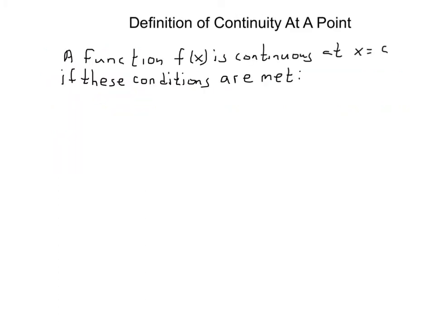Let's start by looking at the definition of continuity at a point, at a particular point x equals c. What I'd like you to do is pause the video for a minute, and think about what you think must be true in order for me to say a function is continuous at a particular x value. So pause the video, think about that, see what you come up with.